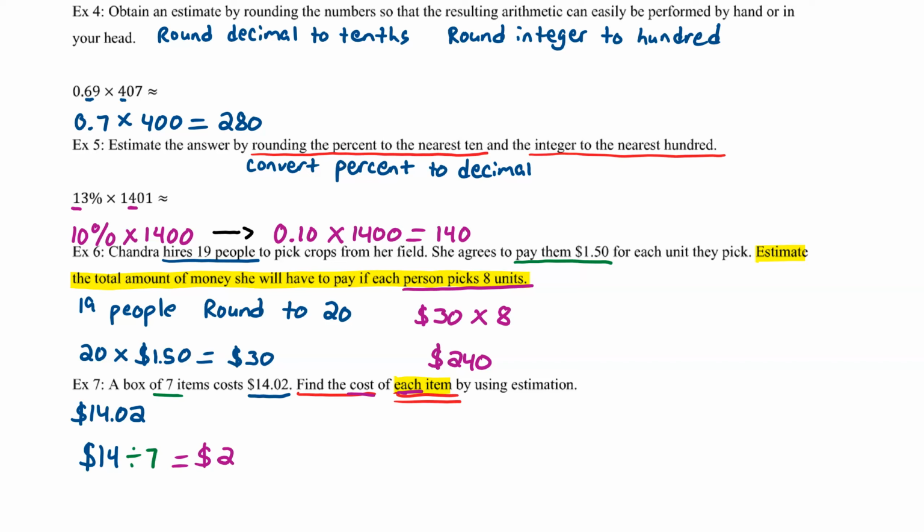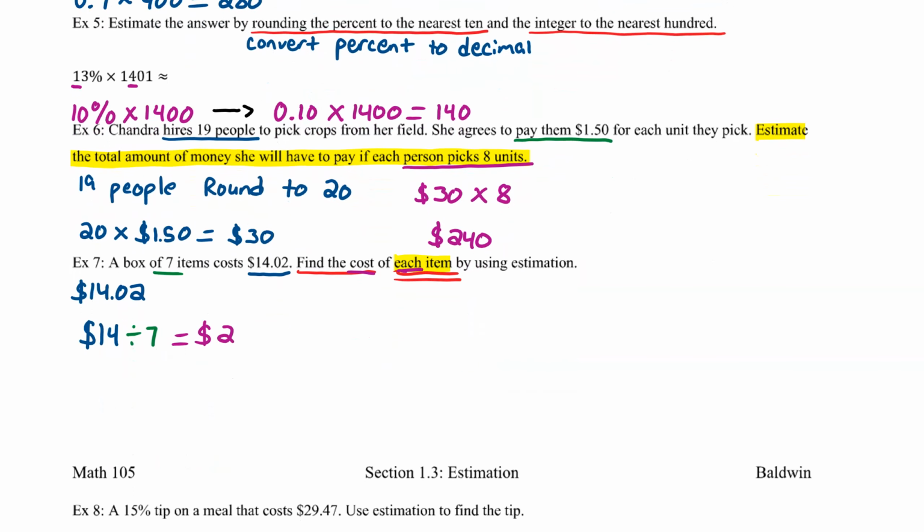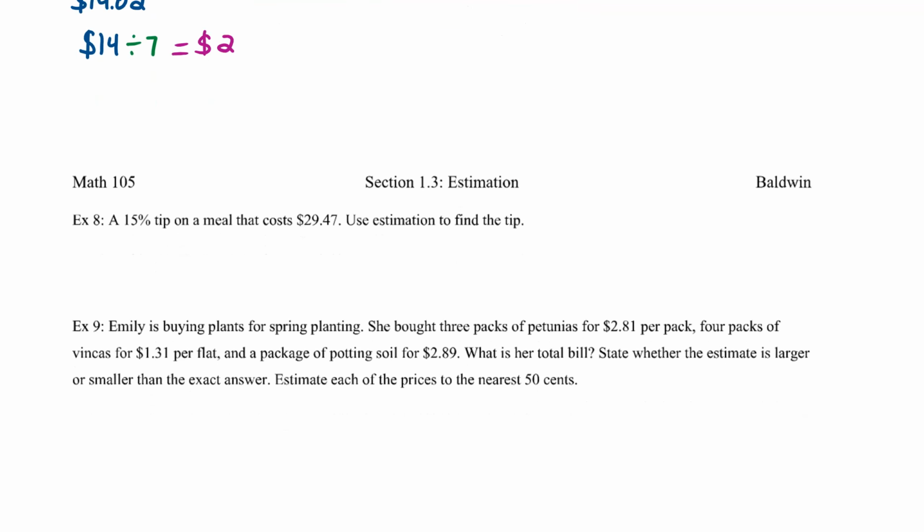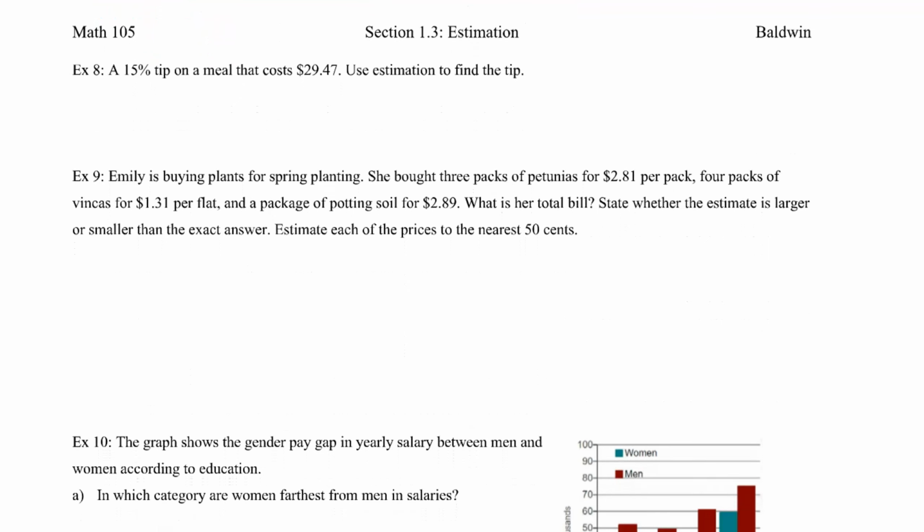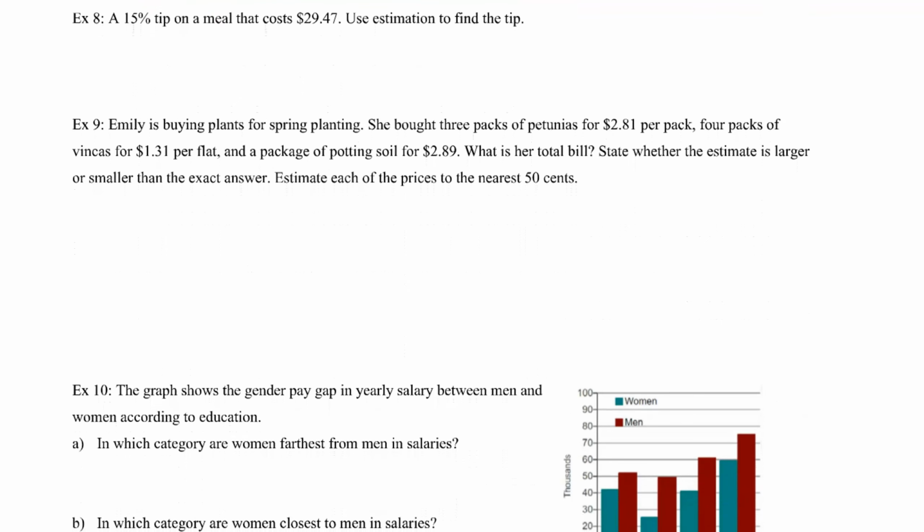Now let's look at a few more examples and situations. Okay, so example 8, a $15 tip on a meal that costs $29.47. Use estimation to find the tip. Okay. So with this problem right here, we've got our 15% tip.